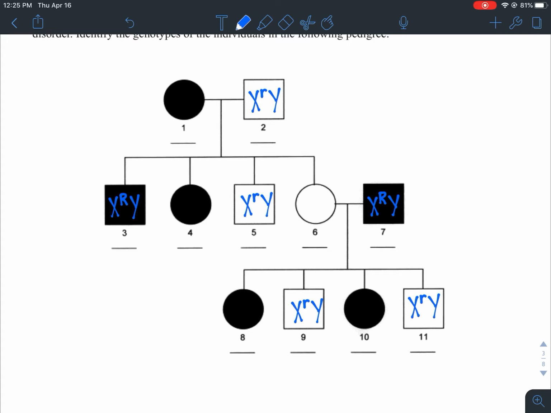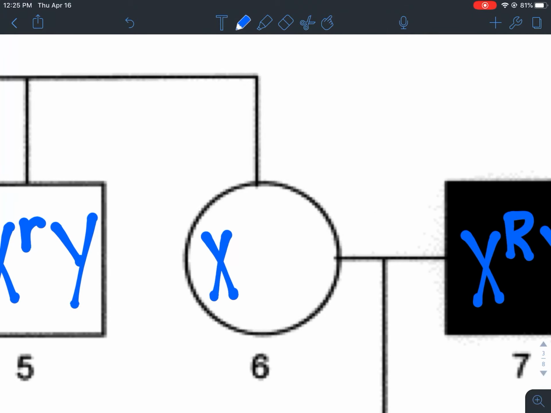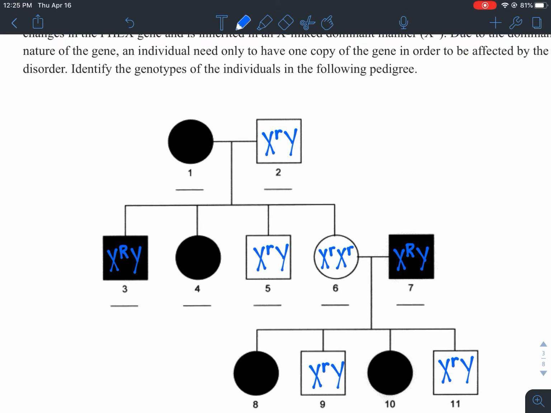The first type of female I'm going to actually start off with is a female that is not affected. So individual 6 on here is not affected by the disorder. And it's key to starting with that because we know what the genotype is. She must be carrying 2 recessive copies in order to not show the disorder. Again, this disorder is a dominant disorder, and so they only need one copy of the dominant allele.